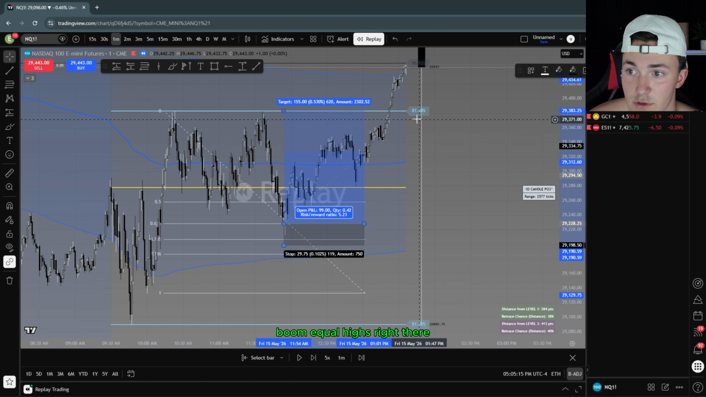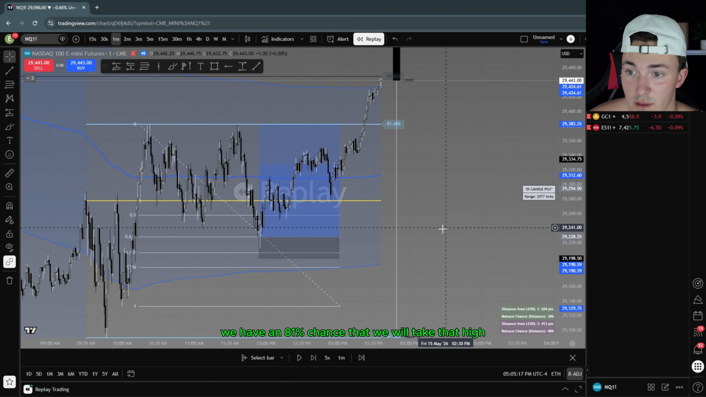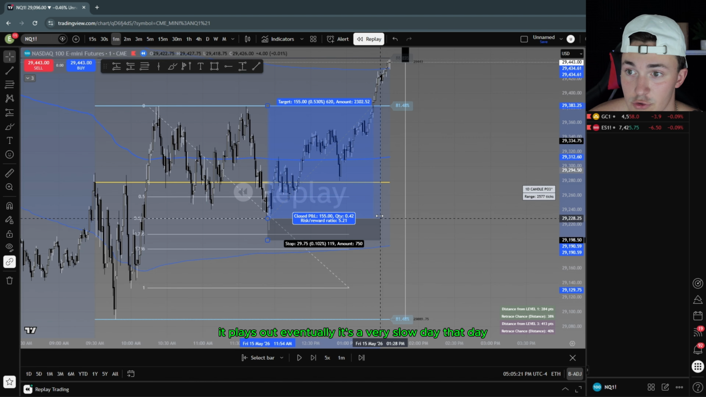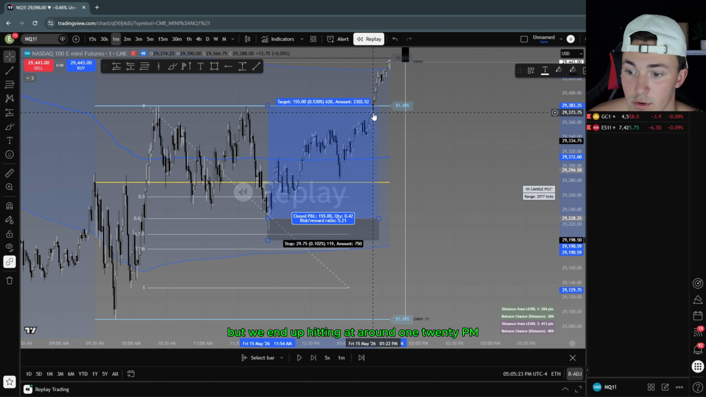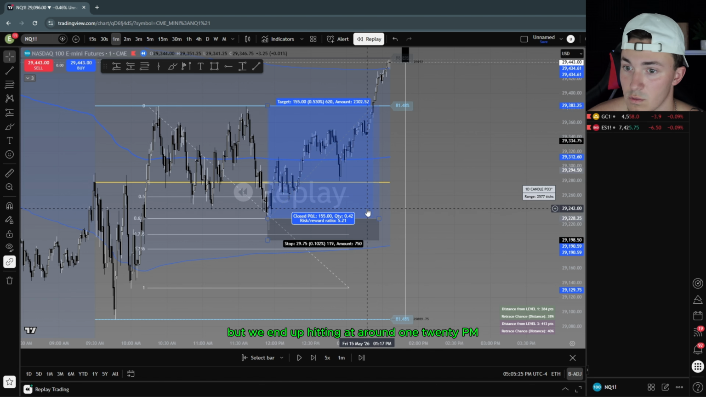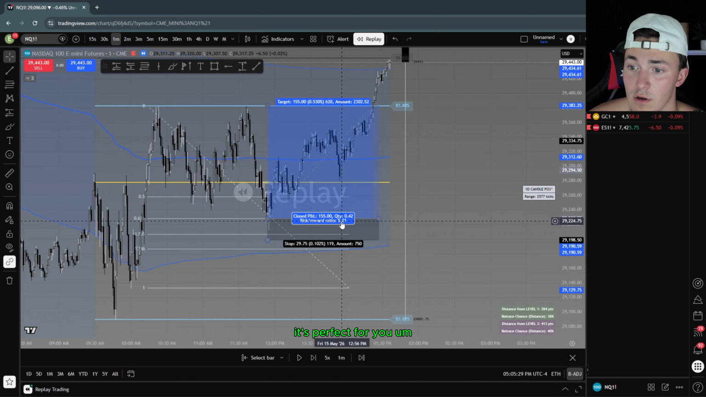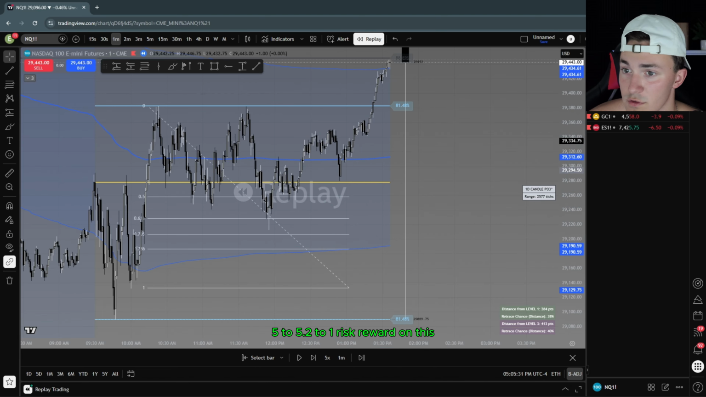Boom, equal highs right there. We have an 81% chance that we will take that high. And boom, as you can see, it plays out eventually. It's a very slow day that day, but we end up hitting at around 1:20 p.m. So if you don't mind holding trades, if you don't mind waiting, it's perfect for you. 5.2 to 1 risk to reward on this.